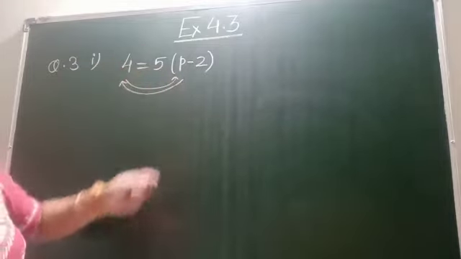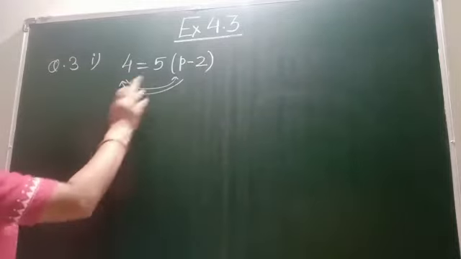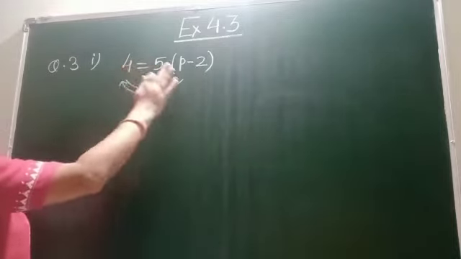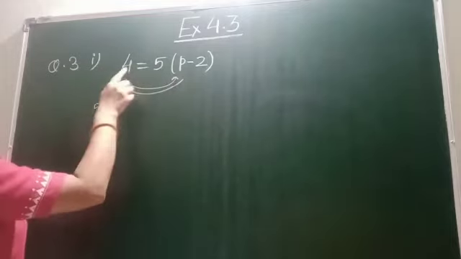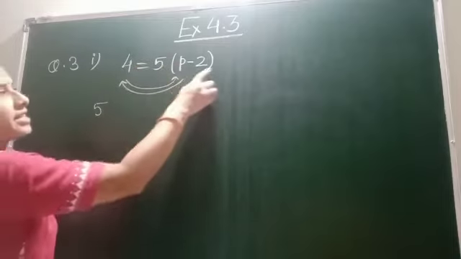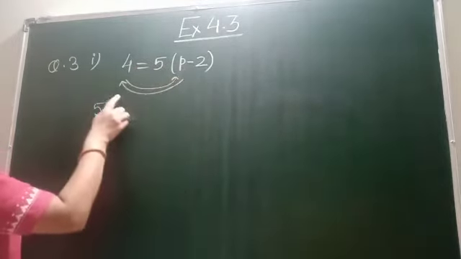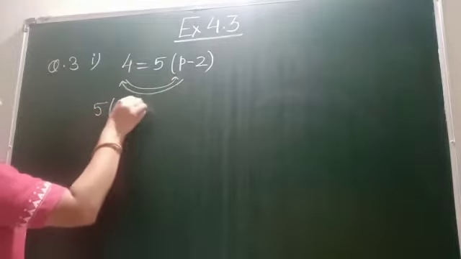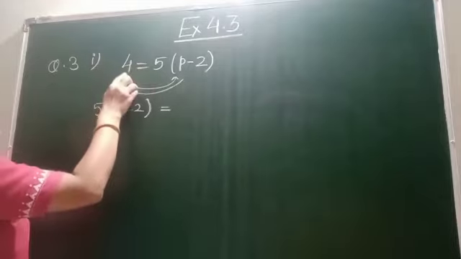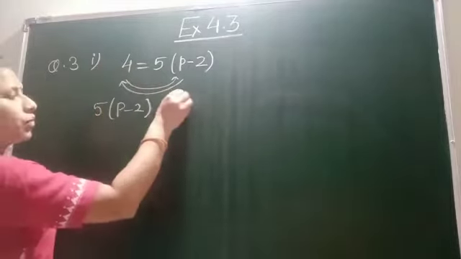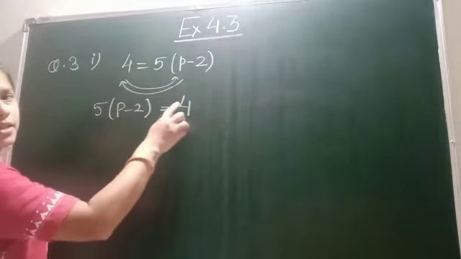In that case the equation will be no change. So first step will be, we will change the position of left hand side and right hand side. What we will get? As you can see here, right hand side is your 5 within bracket p minus 2. This will come in the left hand side, and in this particular question your left hand side is 4. We will shift this 4 into right hand side. The equation will remain same.